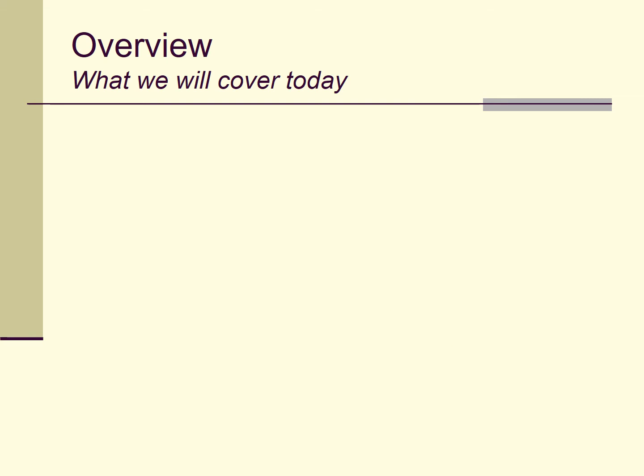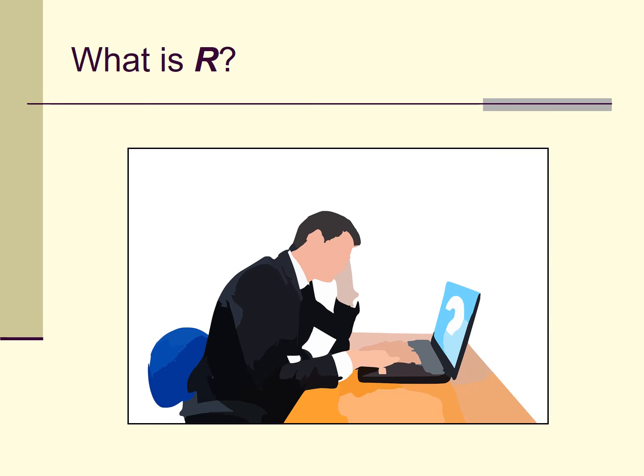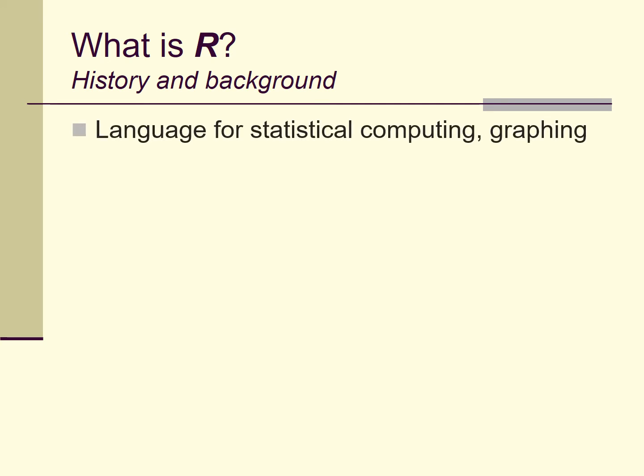So by way of an overview, what will we be covering today? Well, first I'll ask what is R and try and give you a brief description. I'll tell you how to get R, and at least a little bit on how to get started with R. So first of all, what is it? R is a language for statistical computing and graphing.